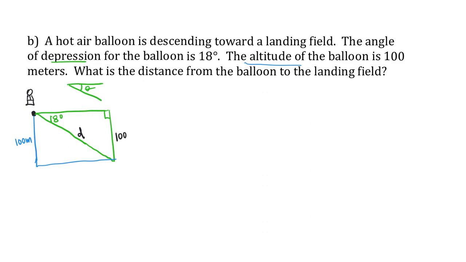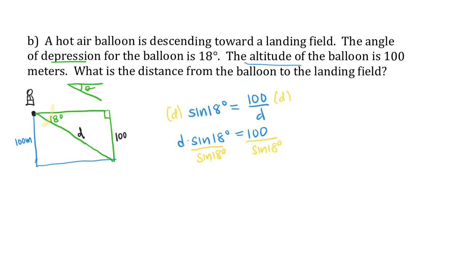Now let's see what we have. I know this angle is 18. What do we have? 100 is opposite. D is hypotenuse. Opposite, hypotenuse. What is that? Sine. Sine of 18 degrees equals opposite over hypotenuse. It's a weird one with the letter at the bottom. You can cross multiply. I normally multiply by the bottom. D times sine of 18 degrees equals 100. I'm going to divide by sine 18. The sine and the 18 are stuck together. They do not exist without each other.